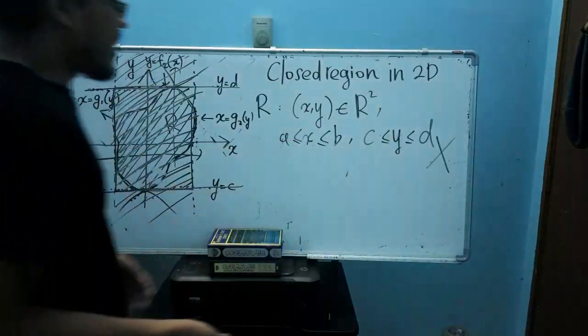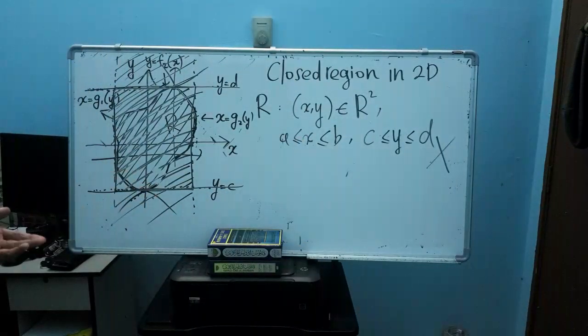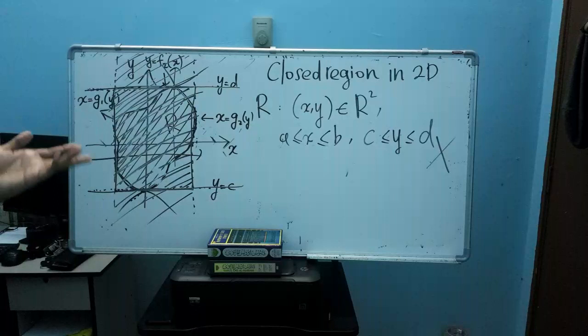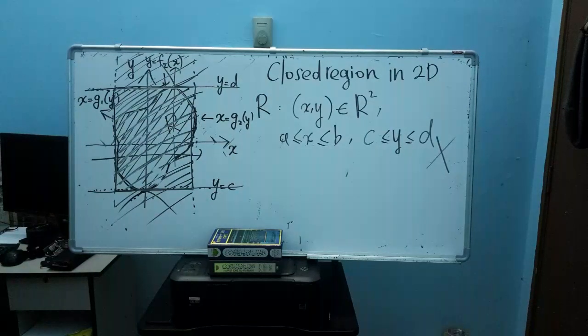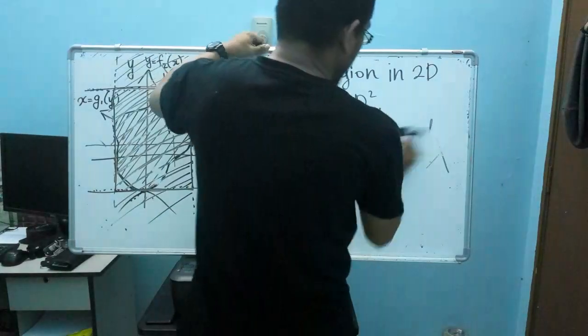So this is just an idea of how you can describe all points in a closed region in two dimensions. Of course, after this, when we consider a closed region in three dimensions, it shares the same idea. But to understand the simple one first, let's start with the closed region in two dimensions. So let's consider an example.